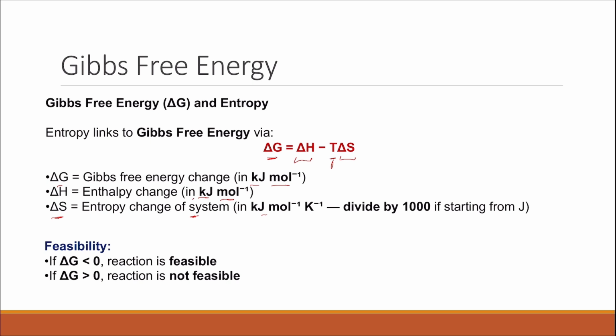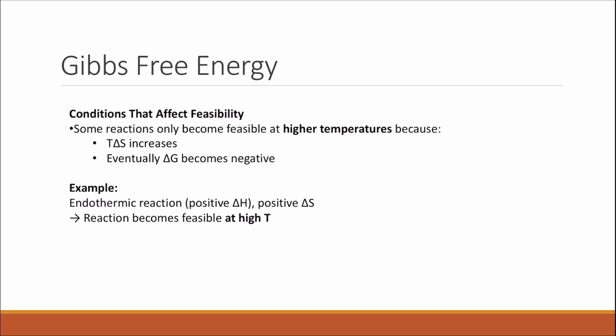So for the feasibility of a reaction, if a reaction has a Gibbs free energy less than 0, then the reaction is feasible. So the reaction can occur at this particular temperature. And if it's more than 0, so if it's more on the positive side, then it's not feasible at this particular temperature.